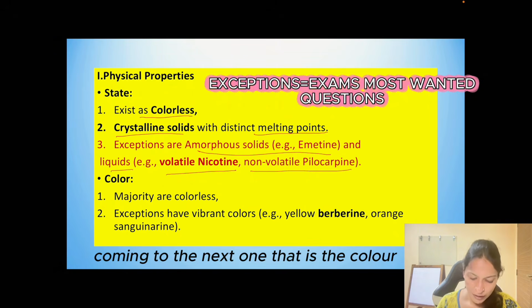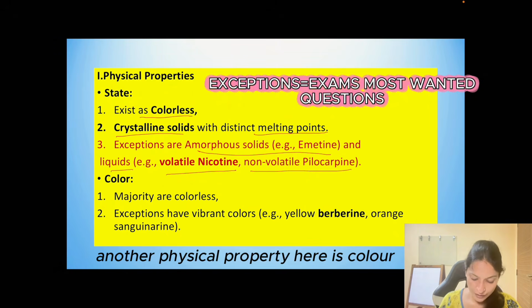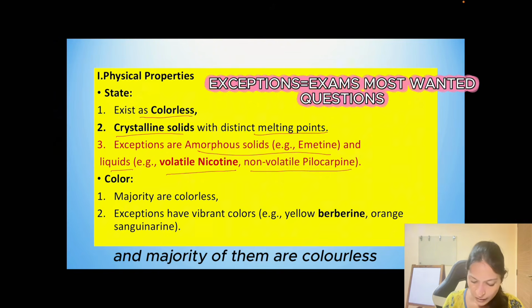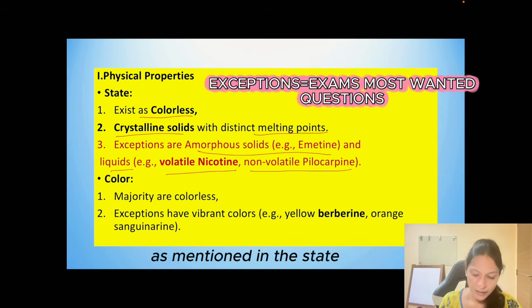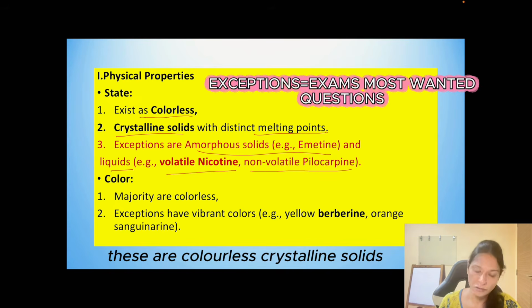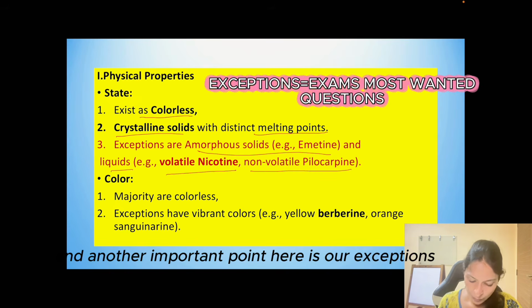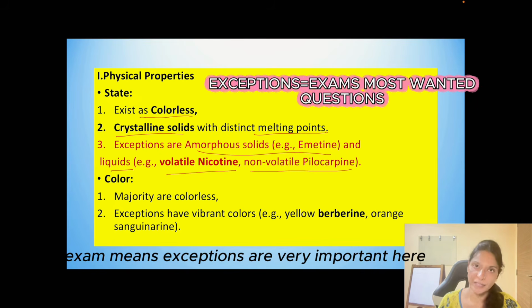Coming to the next one, that is the color. Another physical property here is color, and the majority of them are colorless, as mentioned in the state. These are colorless crystalline solids. And another important point here is our exceptions. Exceptions are very important for exams.